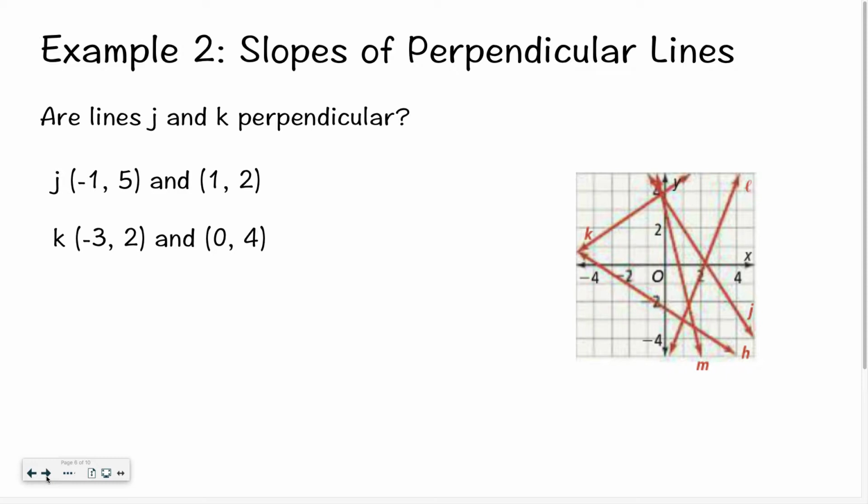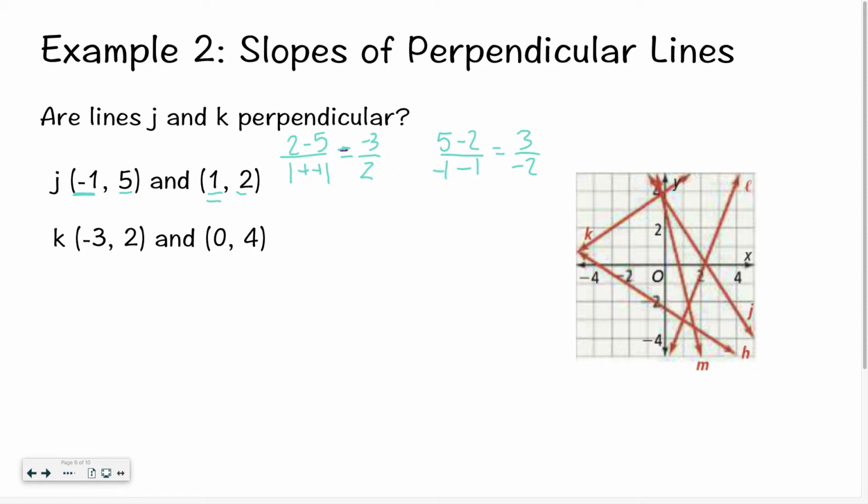So J, if I start with 2 minus 5, and honestly, if you did 5 minus 2, that's okay as well. But if I do 2 minus 5, then I have to do 1 minus negative 1. But if I did 5 minus 2, then I would start with my negative 1, like that. Either way, as long as you're consistent with which point you're starting each line with, you're okay. So I would get negative 3 over 2. And just like this, I get 3 over negative 2. Those are the same exact thing.